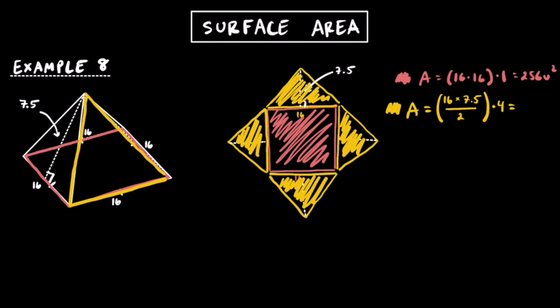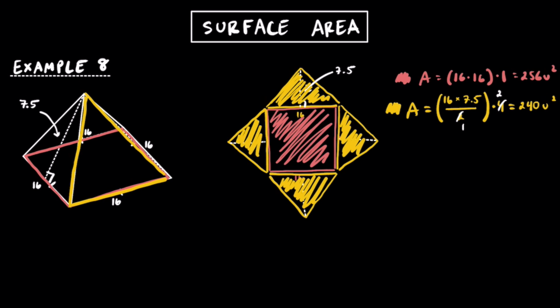And so then we can just multiply out and maybe cross cancel. This will be a 1 and a 2. 16 times 7.5, 16 times 7, and then half of 16. 120 times 2. I think this should be 240, so I'll put 240 units squared.